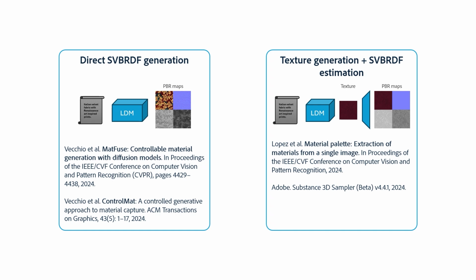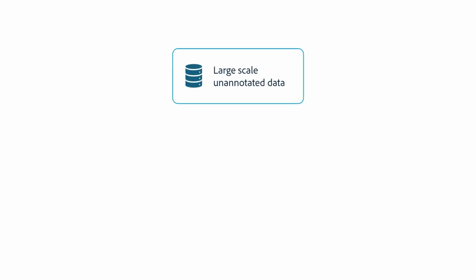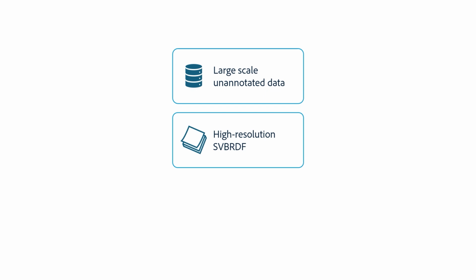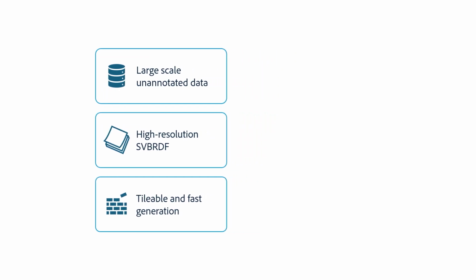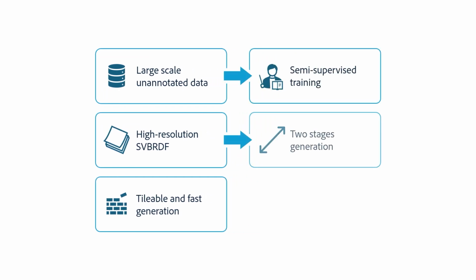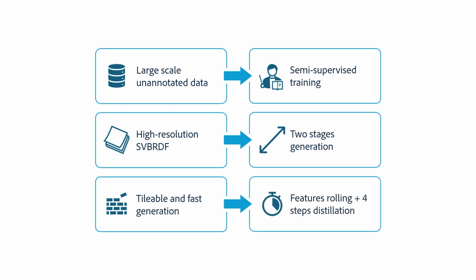We wanted to get the best of both: physical correctness from supervised training and diversity from large-scale image priors. With StableMaterials, we wanted to be able to leverage large-scale annotated data to generate directly high-resolution SVBRDF maps that should be tileable, and ideally, we want all of that to be fast. To do so, we propose a semi-supervised training strategy and use a two-stages generation to achieve high resolution, plus feature rolling for tileable generation. We leverage consistency models to have a 4 steps generation.